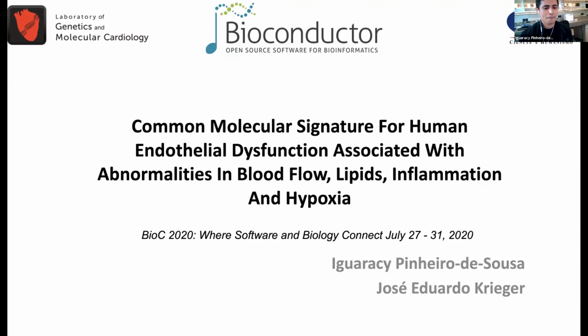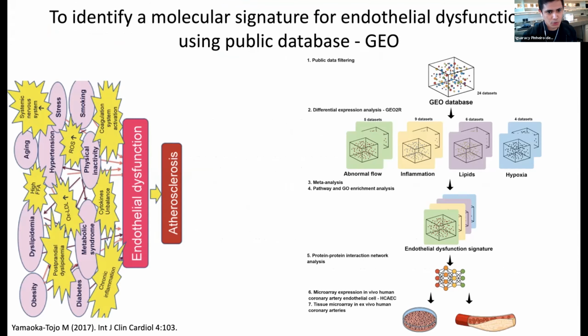Well, what I'm trying to do is to identify a molecular signature for endothelial dysfunction. But first of all, what is endothelial dysfunction? Basically, it's a condition that precedes several cardiovascular diseases. And part of the problem is that a lot of risk factors can cause endothelial dysfunction.